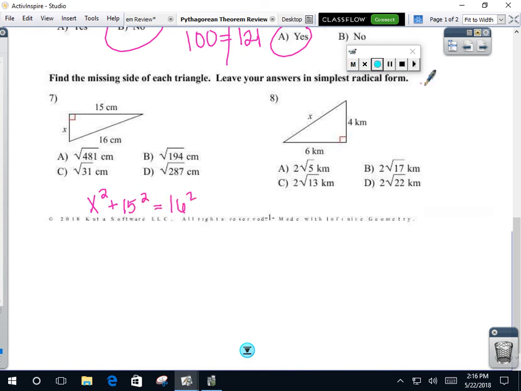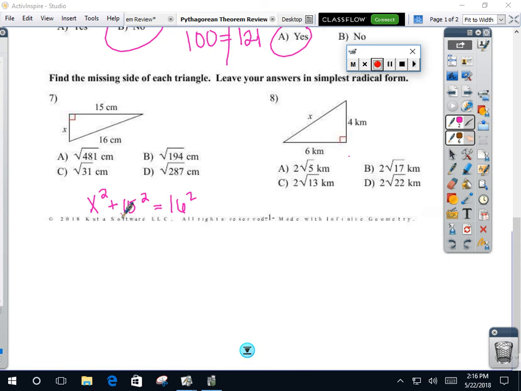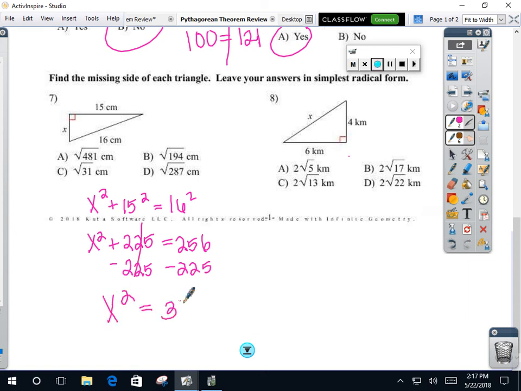Okay, let me make a little state. Now we simplify. This will become x squared. This will become, and what is 16 squared? Now to solve for x, what do we do? And so now we have x squared equals, and now to solve for x, we have to get rid of that. Square root to cancel it out, which means square root this side, square root of 31.